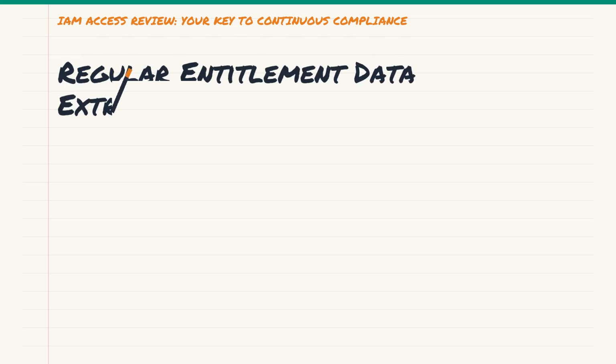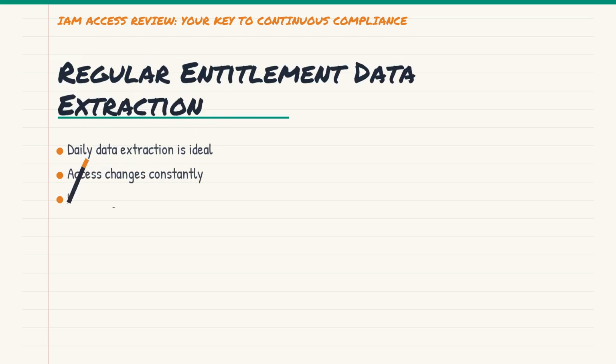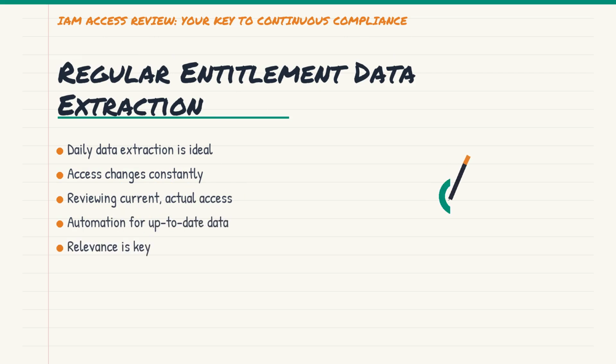We touched on this, but it bears repeating: get that entitlement data from your systems regularly. Think daily, if possible. Why? Because people's access changes all the time. If your reviewers are looking at data that's a month old, their feedback might be irrelevant or even inaccurate. We want them to be commenting on the current actual state of access. Automation here is your best friend. It ensures you are always working with the most up-to-date information.